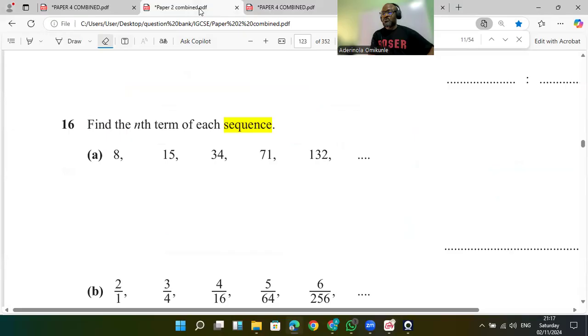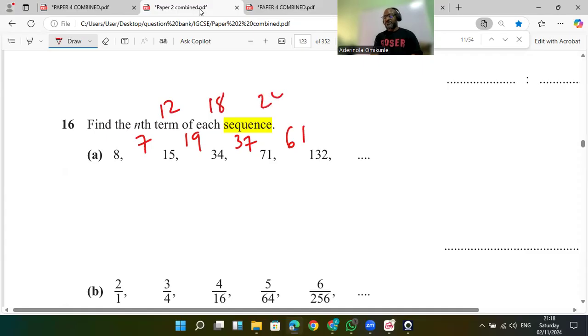So let's look at this one right here. You have 8, you have 15, you have 34, you have 71, you have 132. So let's look at the difference. This is 7, this is 19, this is 37, and this is 61. And then the second difference is 12, this is 18, and this is 24, and that's 6 and 6 again.